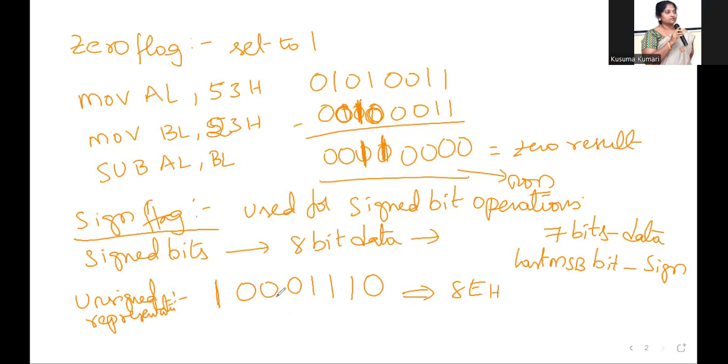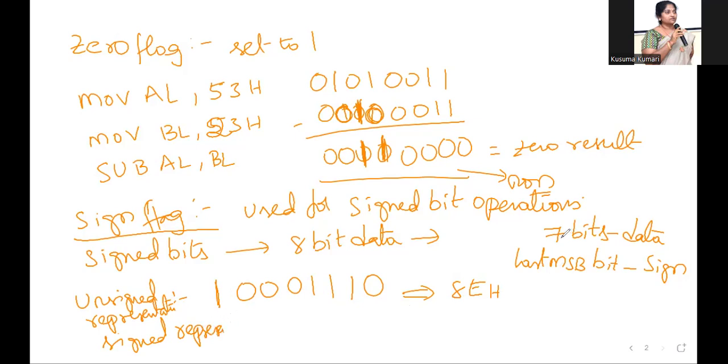This number is 8 and this number is E. It is 8E hexa. Okay. Same number in signed representation. Then what happens?